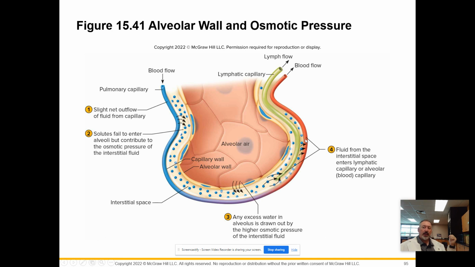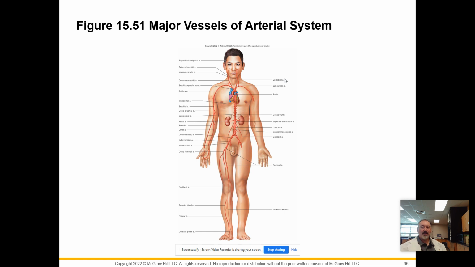And eventually the blood's going to be oxygenated because you're going to have the diffusion of oxygen into this capillary. The carbon dioxide has exited. The interstitial fluid has left through the lymph. And now we're moving back going back to the heart side of things, leading to the left atrium.